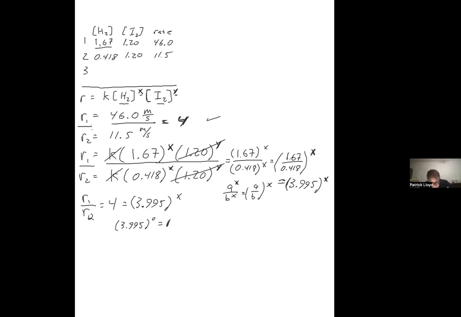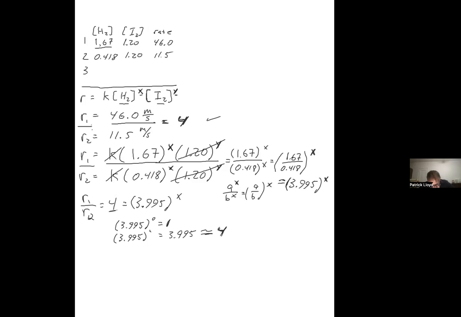Okay, so what do we do? Well, let's try the next value. Let's put in 1. 3.995 to the 1, well, that's 3.995. Now, is that equal to 4? Well, it's not exactly equal to 4, but it's pretty close, right? If I was just going to round it to the nearest ones, 3.995 would round to 4. So it looks like that's pretty good.